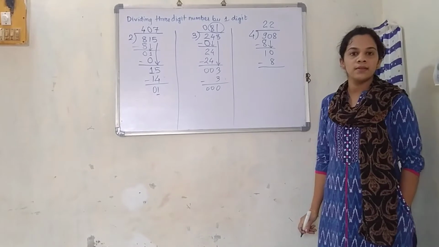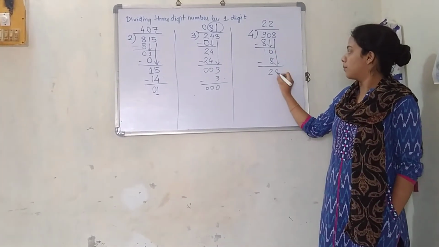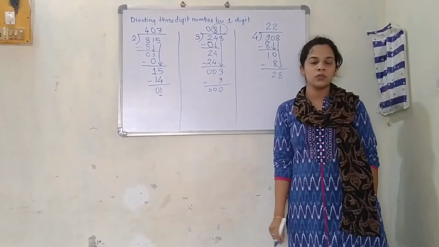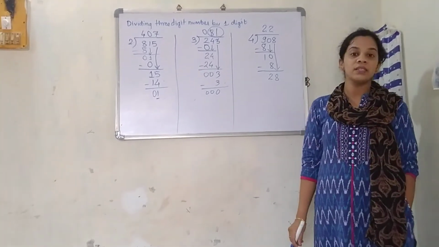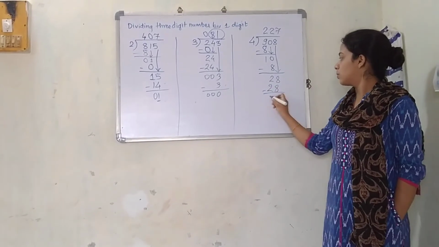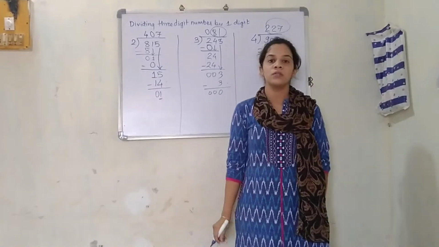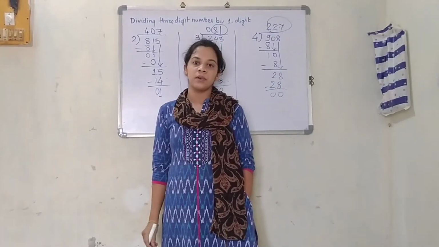Now 10 minus 8 is how much? It is 2. And this 8 will come down. In 4's table does 28 occur? Yes. 4 sevens are 28. So the answer is 227. I hope you have understood this question. We will see the last part of this lesson.